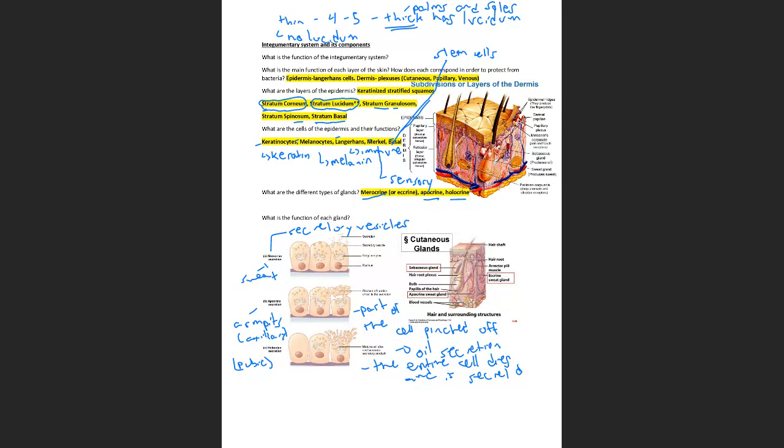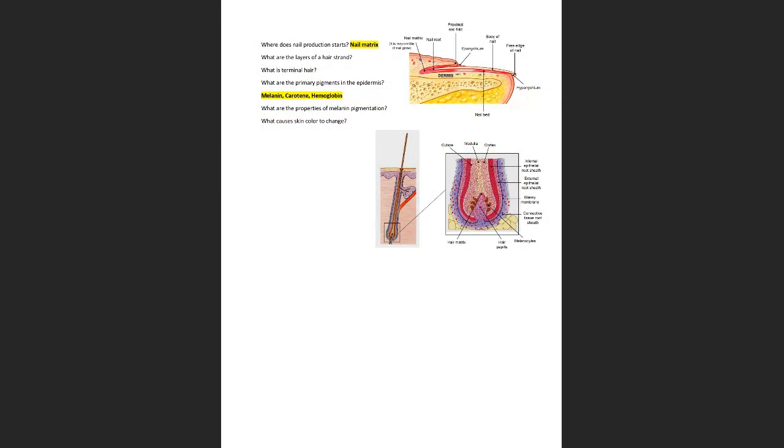Any questions so far? Okay, so he asks here, where does nail production start? It starts at the nail matrix. Okay, the nail matrix is deep inside the nail root, and that is where the cells divide and they proliferate, and eventually our nail grows out.